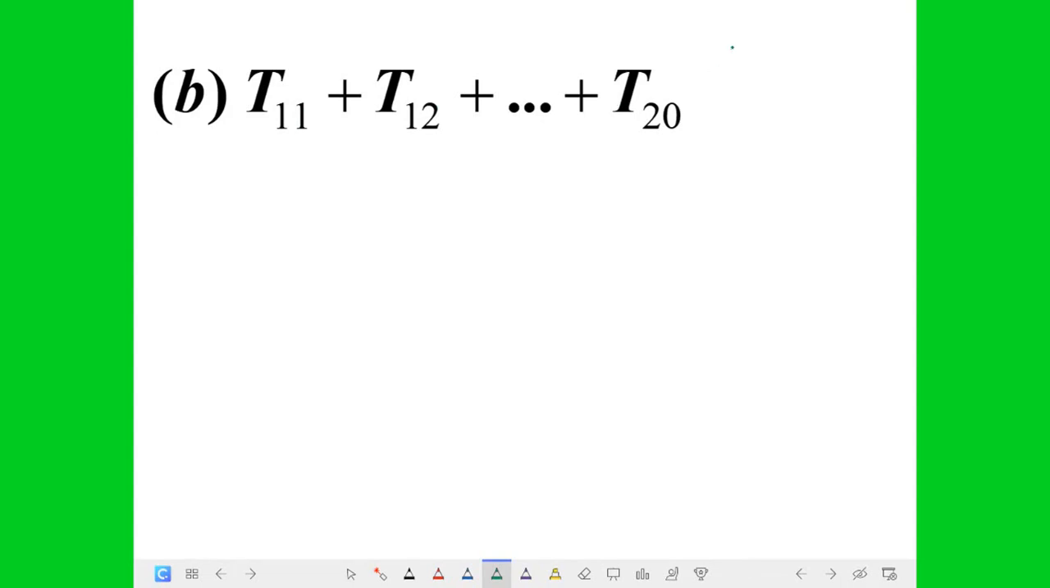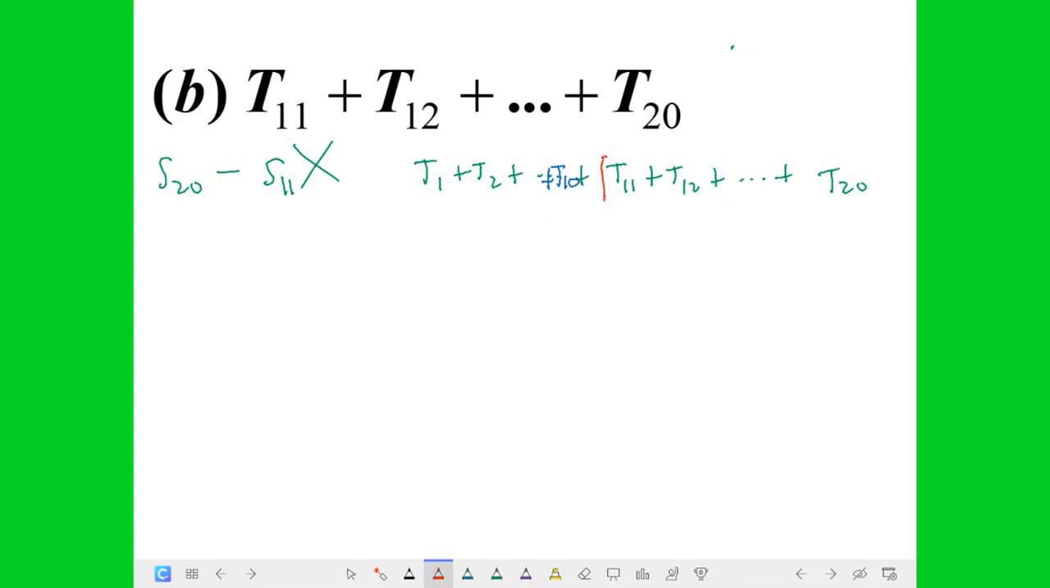Jangan buat S11, okay. S20 minus S11 juga salah. Okay, salah. Jangan hentam ni. Cuba awak list down kan. T1 plus T2 plus dot plus T10, T11, T12 plus dot plus T20. Kita nak yang ni, T11 to T20. Means you kena tolak T1, T2 sampai T10. Kena tolak.